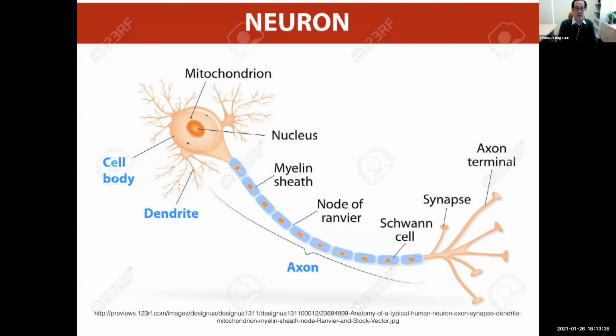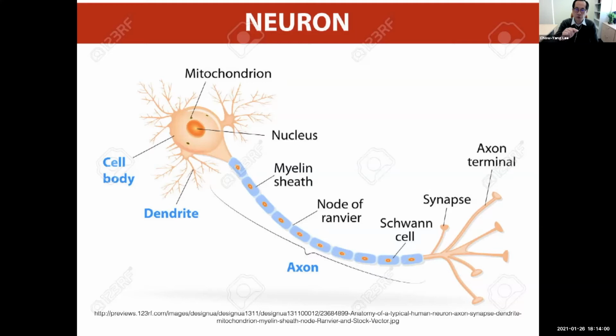So if you look at a neuron, it consists of a cell body. Within the cell body, you have the nucleus, you have the mitochondria, and then you have the axon, and the axon will end with a synapse, and the synapse would then get very close to the other synapse over the next axon, okay?